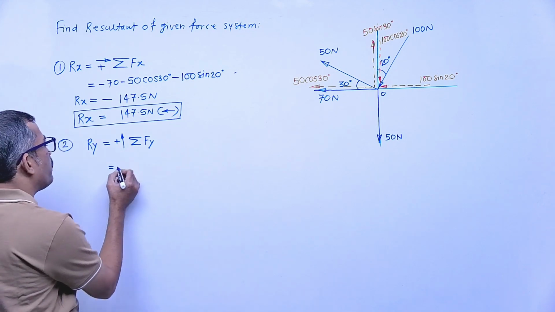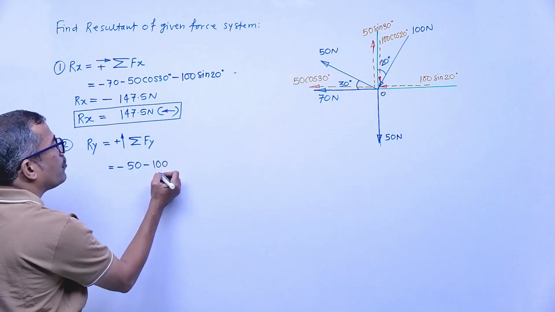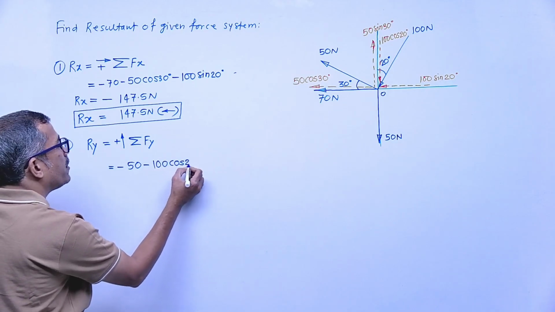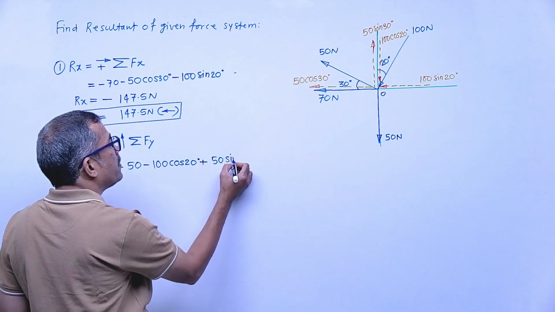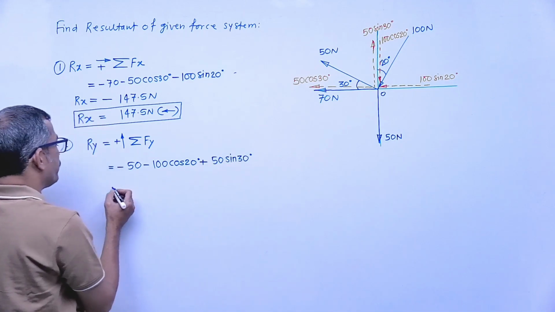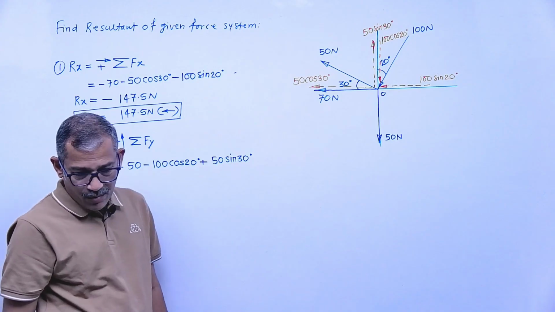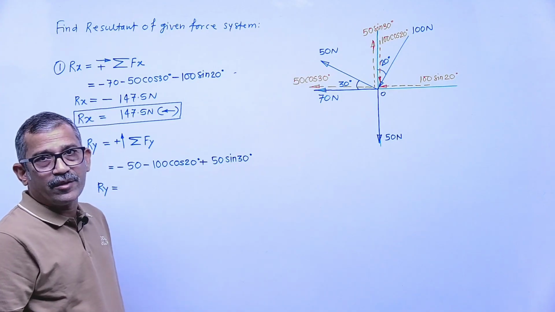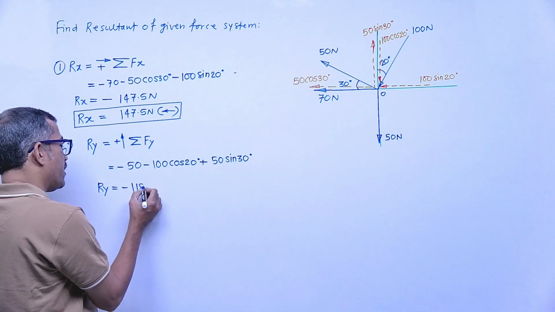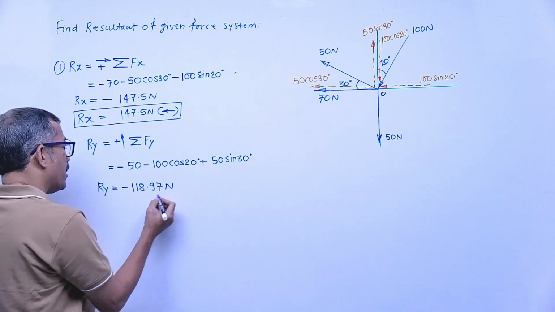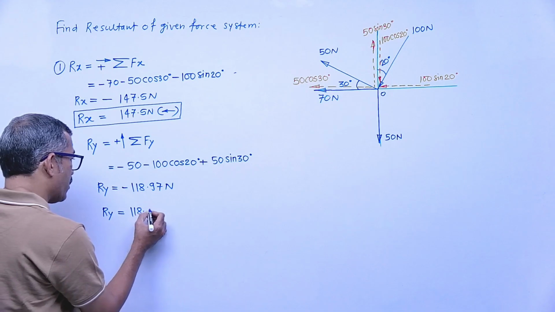So first, minus 50 downward; the component of 100 is again downward, so it is minus 100 cos 20 degrees; and 50 sin 30 degrees is in the upward direction, positive. So how much Ry are you getting, just check. Plus or minus is very important; it should come negative. Minus 118.97, check. The answer is negative, which means Ry acts in which direction?